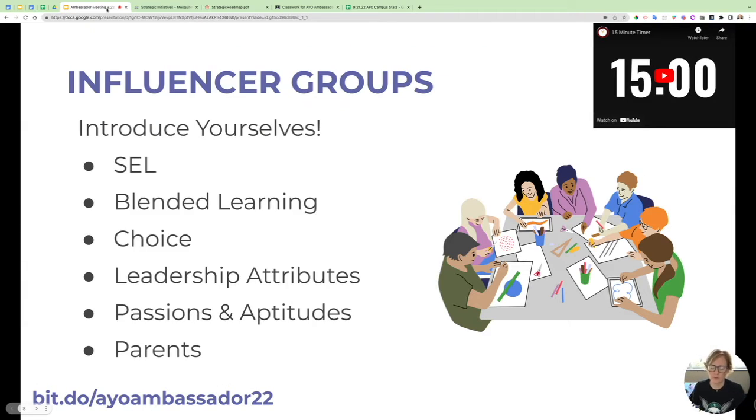So for the influencer groups, we had them think about their knowledge, their skills, their strengths as a leader on their campuses, and we had them choose a group to join where they could work with other influencers or leaders to make a larger impact in Mesquite ISD. So these are the 6 groups that we created for them.